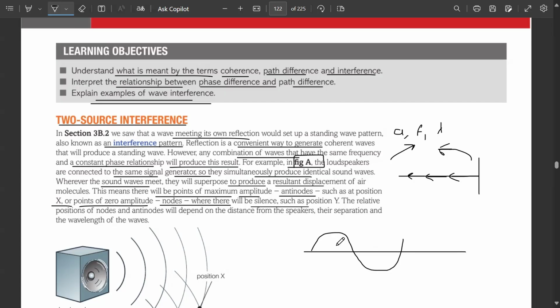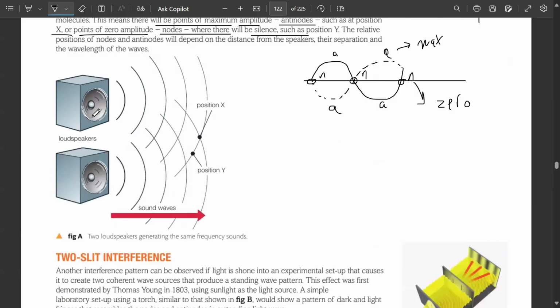Now, when you look at a wave, okay, this is a wave, and this is another wave. These 3 points are known as nodes where there is zero displacement, whereas the maximum displacement points are known as antinodes. Got it? Nodes represent zero displacement. Antinodes represent maximum displacement.